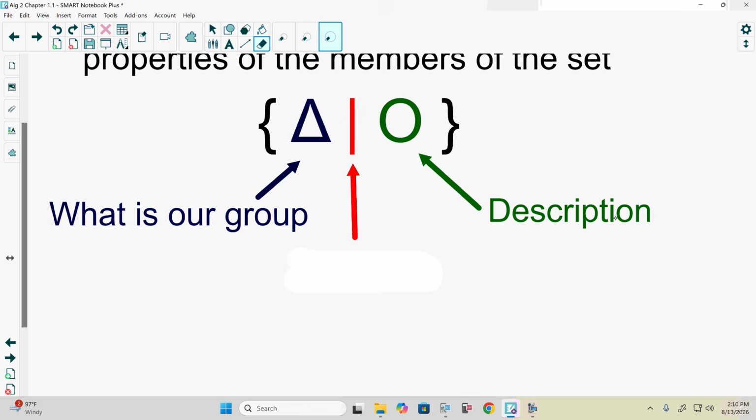Are you ready for the bar in the middle? Such that. That's literally all it means. That bar is understood to be such that. So we could say the set of all real numbers such that X is greater than 4. So we know that we're talking about all real numbers greater than 4. We actually have a description of it. So the triangle is what type of numbers we are talking about, such that it satisfies this description.